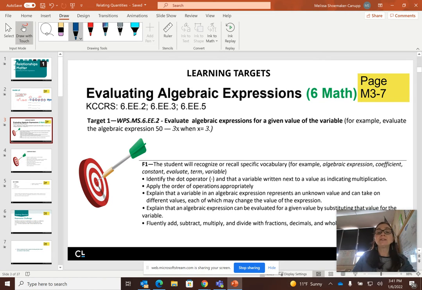So our target is to be able to take an algebraic expression and then solve it when we know a certain number for the variable. Now, you might recall a variable is actually a letter that represents a number or a given value. But I'm going to go over all of it. So don't worry if that doesn't make sense just yet.